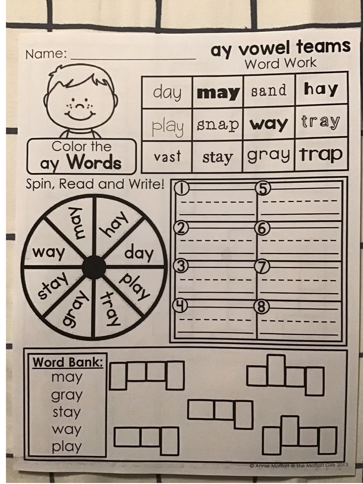Hi, first grade friends. Please write your name at the top of your paper. Today we are working with AY vowel teams. AY says A. We are going to color the AY words. So before we start coloring, we are going to underline the vowel team in each word that we see.